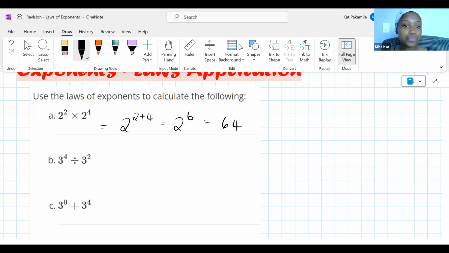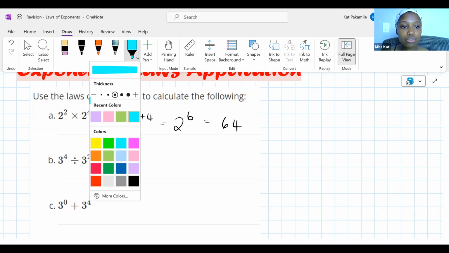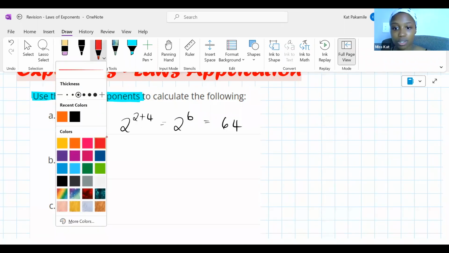You're welcome, ma'am. Okay, guys, I need to point something out. The instruction was: use the laws of exponents. So I'm glad that Chi-Chi remembered to use the laws of exponents. My problem is I know that someone went 2 squared, which is 4, times that, which is 16, and then found, guys, if you do that, you're gonna lose marks. Do you see the specific instructions to use the laws of exponents? So you have to show that you know that when you are multiplying, you add the exponents.